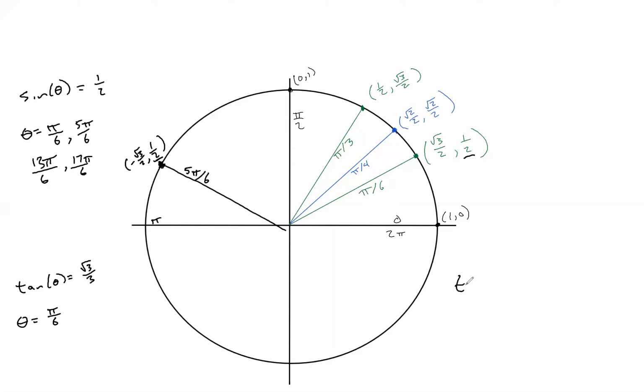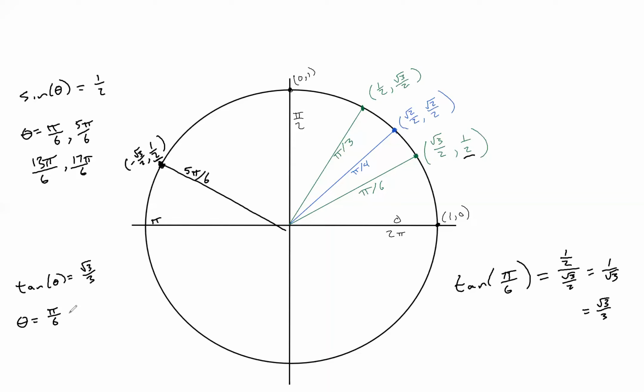If I do tangent of pi over 6, let's make sure we understand why pi over 6 is one of our solutions. Well, remember what our tangent function does is it takes the y value divided by the x value. And at pi over 6, if I do y divided by x, I have 1/2 divided by root 3 over 2, which is the same thing as 1 over root 3. The 2's would cancel. And then if you rationalize your denominator, that's root 3 over 3. So pi over 6 is a solution to this equation.